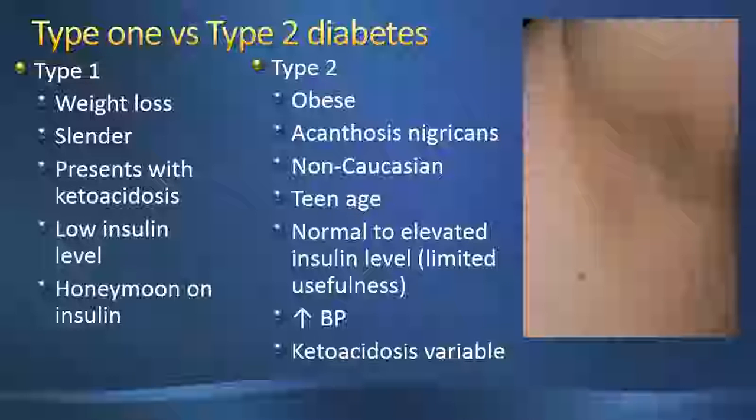This is kind of just our basic review slide of type 1 versus type 2. The only problem with this slide is approximately a third of patients with type 1 diabetes now present being overweight and obese. And so the picture is kind of muddied compared to the way it used to be. But you are looking for that acanthosis nigricans on the neck, axilla, and groin area. Certainly higher risk if they're not Caucasian, teenagers, and then normal to elevated insulin levels are there.